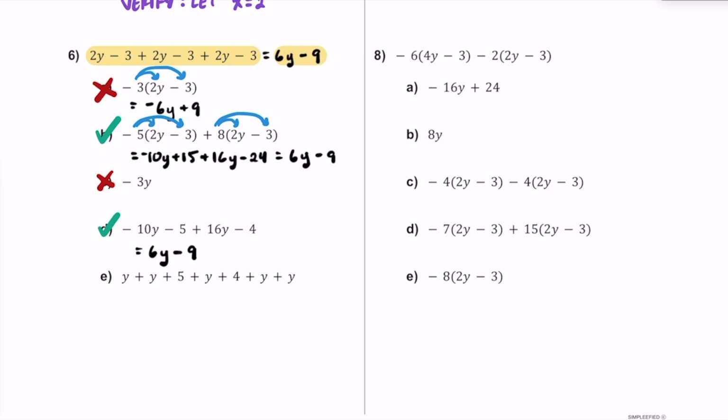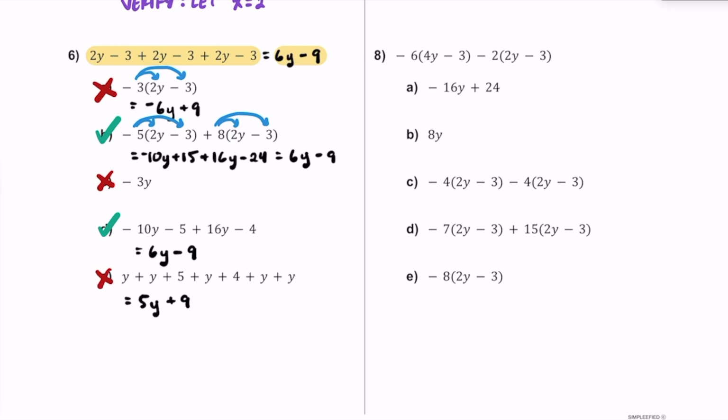All right, for letter E, we have a bunch of little terms here. So 1y plus 1y plus 1y plus 1y plus 1y. There's 5 of them, so we can say that's going to be 5y. We already know this is wrong, right? And then 5 plus 4 is going to be 9. So it's going to be plus 9. So not only is our coefficient wrong, but our constant term is also wrong here. So this one is not going to work.